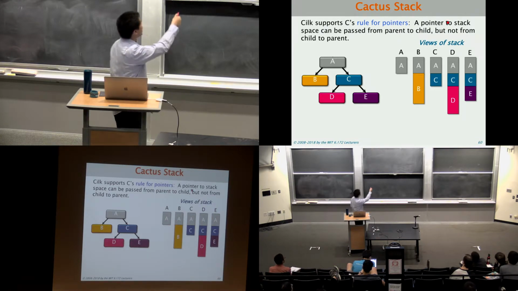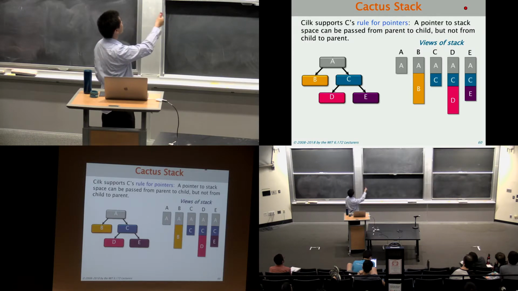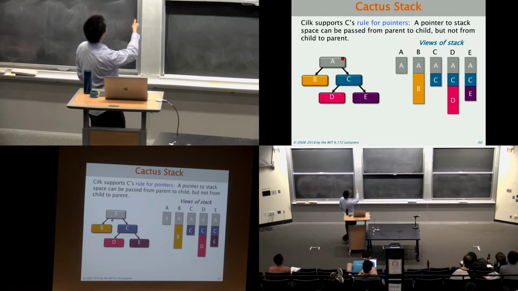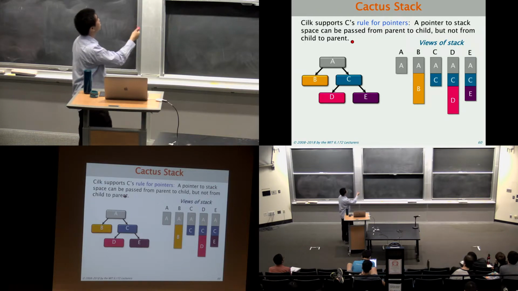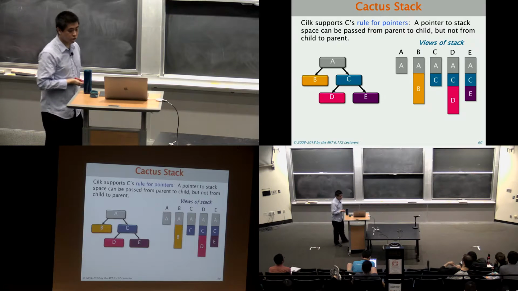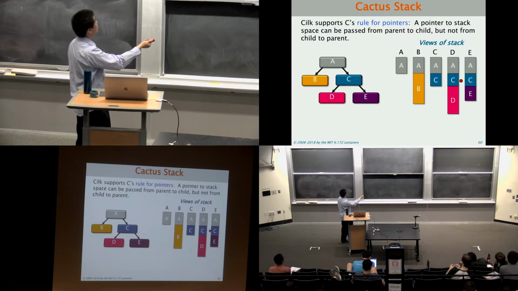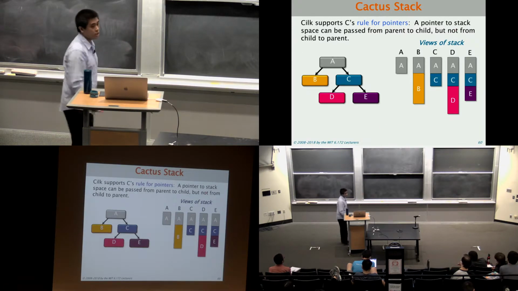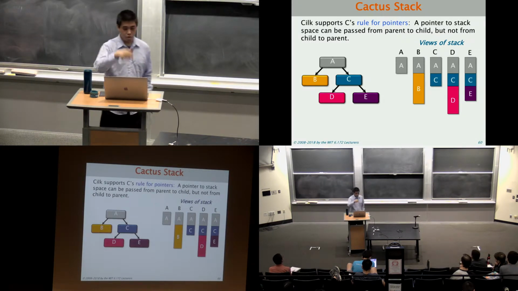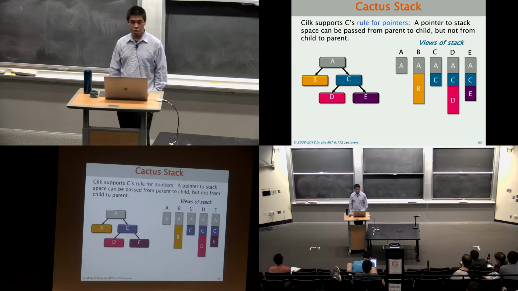So we see on the right-hand side the views of the stacks for each of the tasks here. A sees its own stack. B sees its own stack, but it also sees A's stack because A is its parent. C will see its own stack, but again, it sees A's stack because A is its parent. And then finally, D and E see the stack of C, and they also see the stack of A. So in general, a task can see the stack of all of its ancestors in this computation graph.